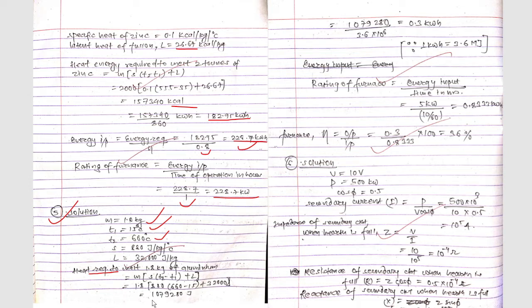So on substituting, we'll get here 1079280 joule. Since this is in joule, and we know 1 joule is equal to 1 upon 3.6 into 10 power 6 kilowatt hour, if you divide by 3.6 into 10 power 6, we'll get the value in kilowatt hours. Now the energy input is given as 5 kilowatt in the question, and the time is given as 10 minutes. We need it in hours, so 10 upon 60 gives 0.833 kilowatt hours. The efficiency will be output upon input. The output, the heat required to melt 1.8 kg of aluminum, we have obtained as 0.3 kilowatt hours. For the input we take this rating of furnace, and you will get here 36%.